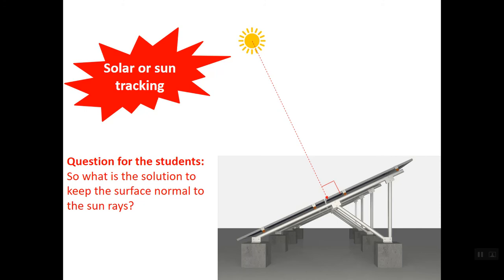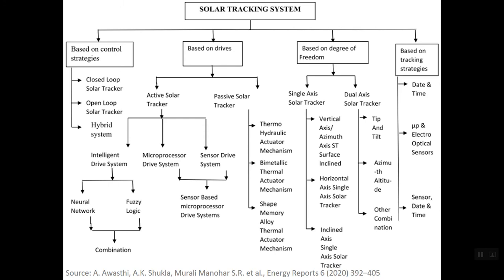Because the sun moves in the sky, actually the apparent movement, in order to keep the panel normal to the sun, you should track the sun, or move the surface with respect to the sun. There are different classifications of solar tracking systems. This is a very broad topic. You can see a very interesting graph, taken from this source. You may refer to this paper for more discussion about the types of solar tracking systems.